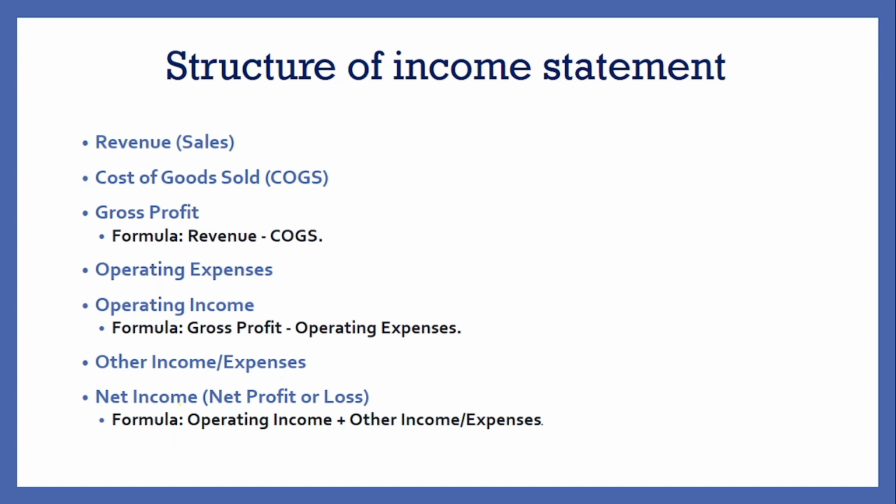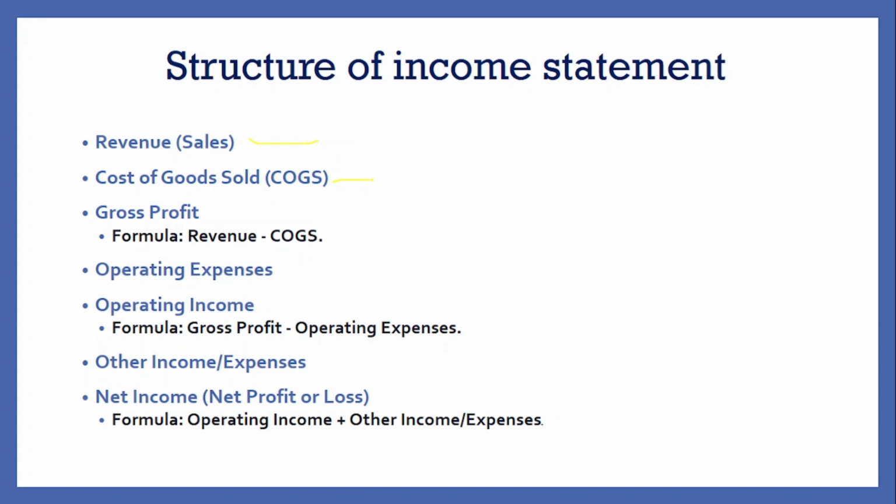Here is the structure of an income statement. The first one, the top line, obviously is sales. Sales means revenue, how much revenue the company is generating from its core business activities, that means through the sale of its products or services. So the second line will be cost of goods sold. Cost of goods sold means what is the cost of those sold goods?